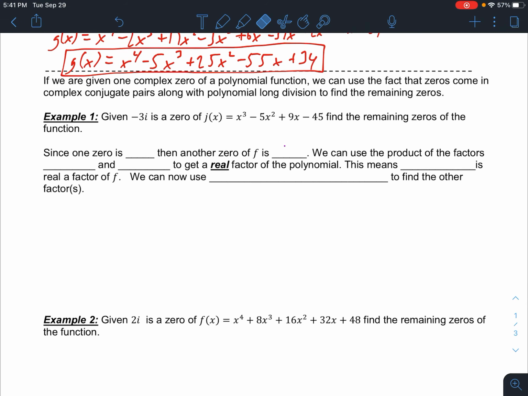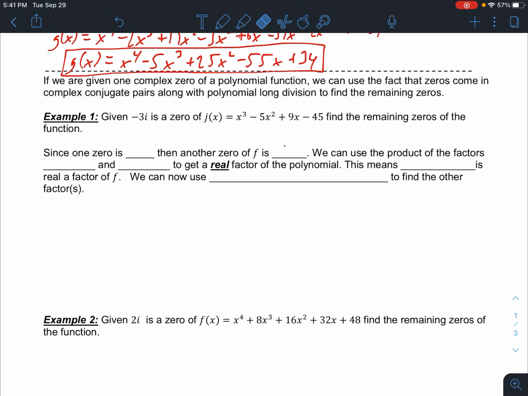All right, today we're going to build on what we've been doing here. If we're given one complex zero of a function, we can use the fact that zeros come in complex conjugate pairs that we talked about yesterday, along with polynomial long division that we talked about earlier in this chapter, to find our remaining zeros.